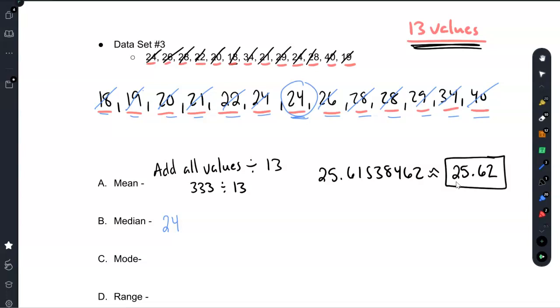And now I'm going to go to the mode. So the mode is just simply which one shows up the most. So I see that I have 28 shows up 2 times.